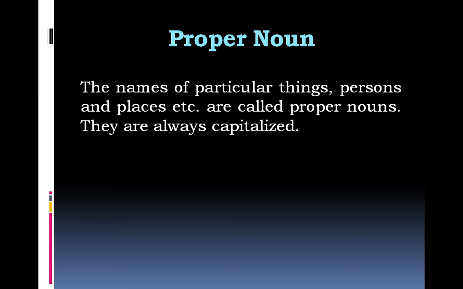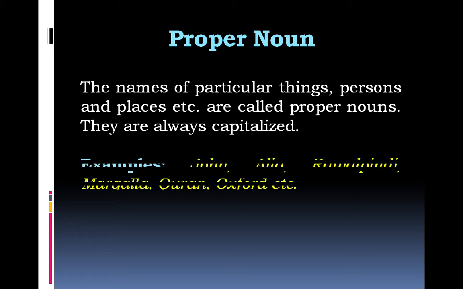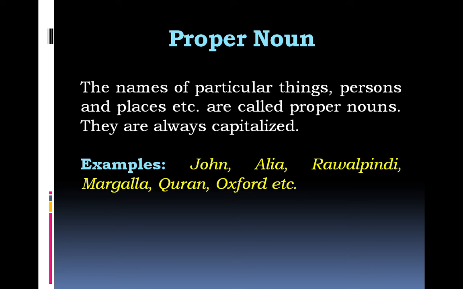The next type of noun is proper noun. Let's take a look at the definition. The names of particular things, persons and places etc. are called proper nouns. They are always capitalized. Let's have a few examples. John, Alia, Rawalpindi, Magla, Quran, Oxford, etc.